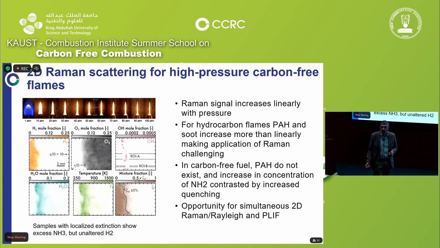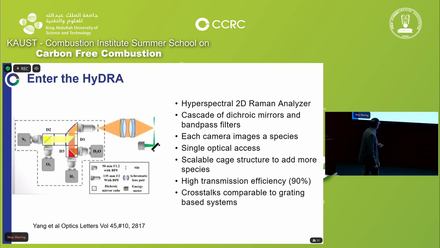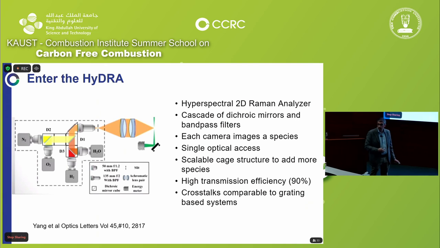In the case of ammonia, the fluorescence interference, the quenching, will actually counteract the increase in the density of the species that's causing the fluorescence interference. So there is really only a gain in going to elevated pressure. And this is what we leveraged in some, not so recent work anymore, extending Raman from what is traditionally a 1D measurement technique, typically a 6 millimeter linear volume, to a 2D technique.